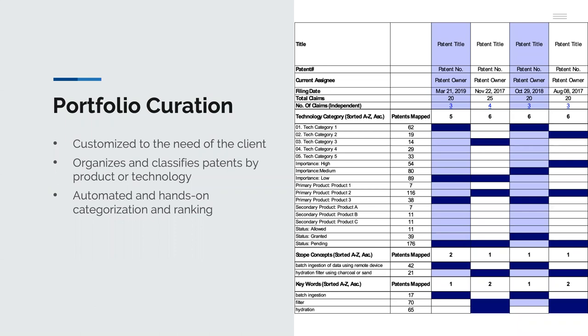So what is it? It's a repository for bodies of information. That body of information could be your own patents. It could be competitor patents. It could be a body of prior art. Doesn't really matter. But let's assume it's your own patents.